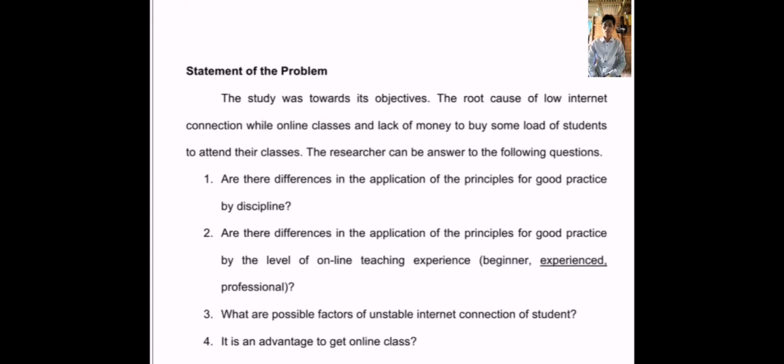Statement of the problem. This is my questionnaire of my participants. Are there differences in the application of the principles for good practice by discipline? Are there differences in the application of the principles for good practice by the level of online teaching experience: beginning, experienced, professional? Number 3, what are possible factors of unstable internet connection of students? Number 4, is it an advantage to have online classes? And that is my question about the problem.